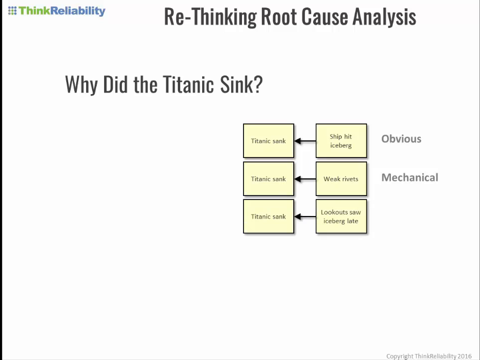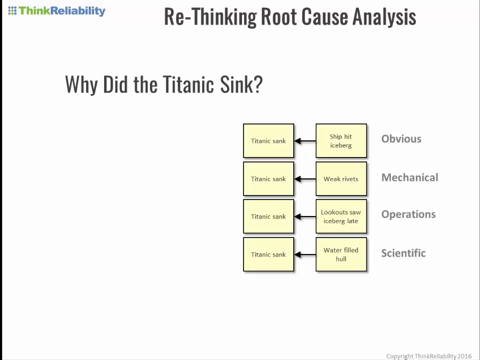You also might have somebody else that would respond differently. Somebody else might say the reason the ship sank was because the lookout saw the iceberg late. Clearly they're looking at it more from the operational side. And then you might even get the scientific perspective and say, well, really the reason the ship sank was because water filled the hole.